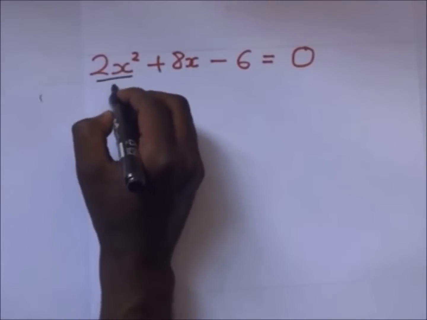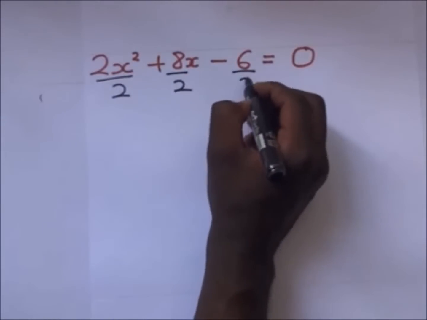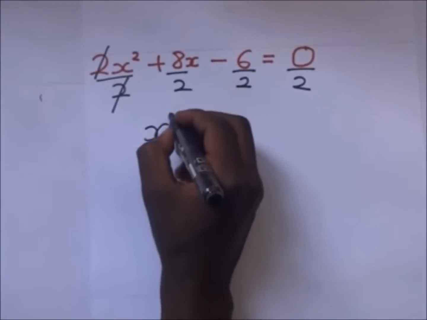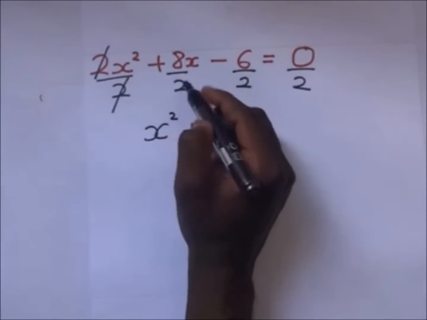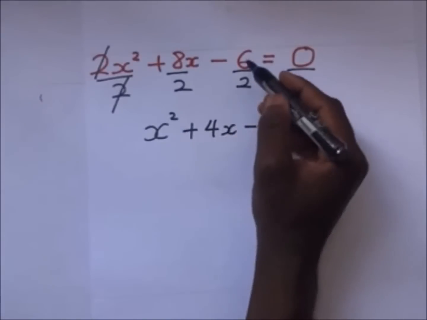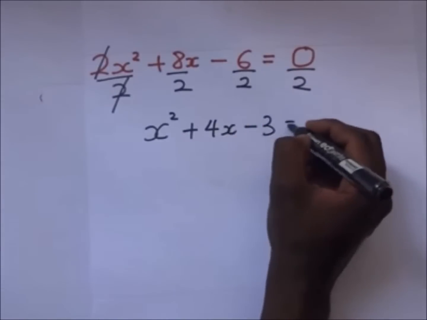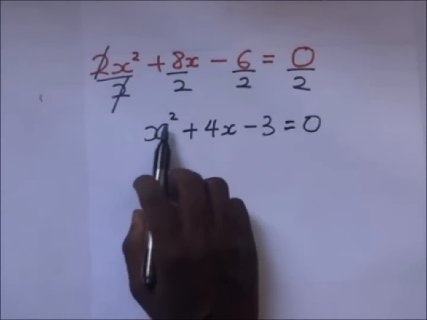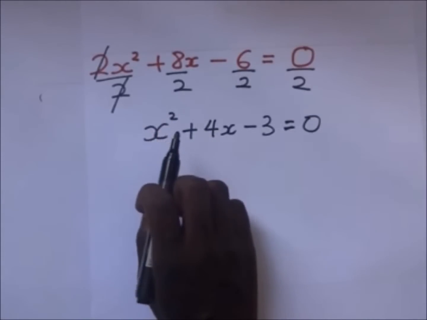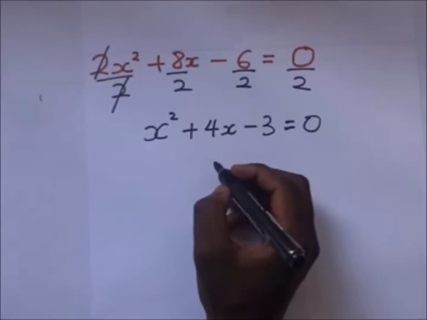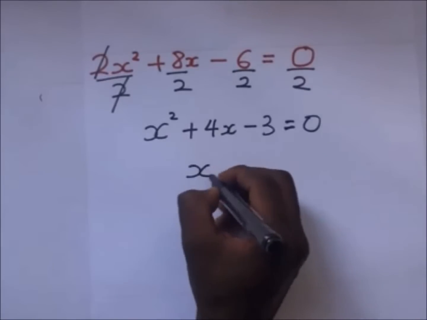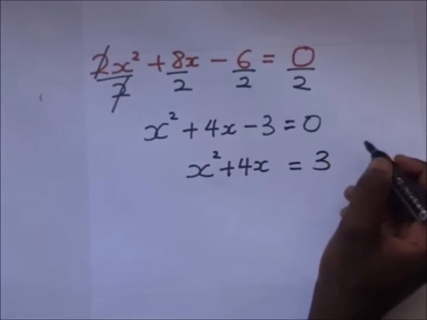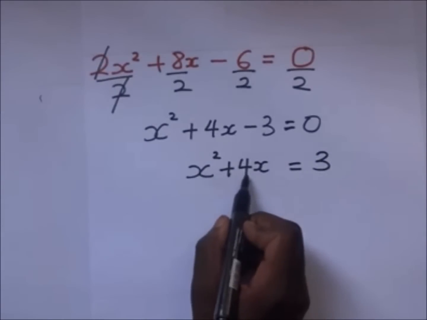So it means we are going to divide through by 2 throughout, so that this 2 and that 2 cancel and you remain with x squared plus 8 over 2, which is 4x, minus 6 divided by 2, which is 3, giving us 0. After making sure that our quadratic equation has its coefficient of x squared as 1, we can go ahead and complete squares. Like we've been doing before, it becomes x squared plus 4x is going to give us 3. So we look at the coefficient of x divided by 2.